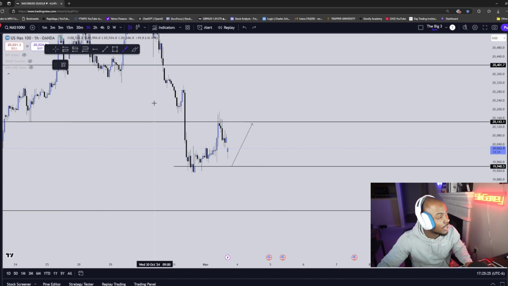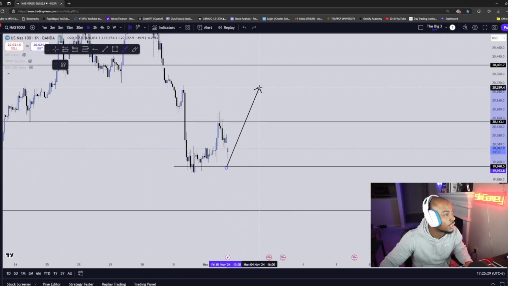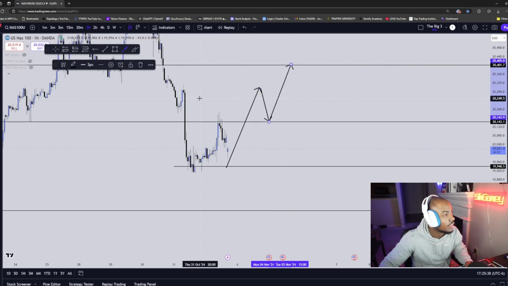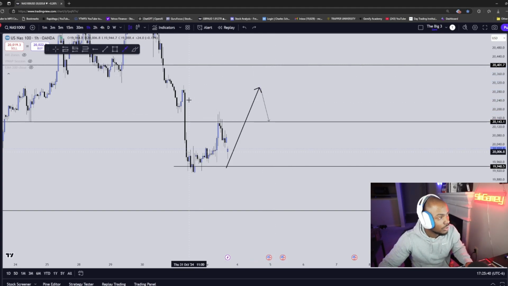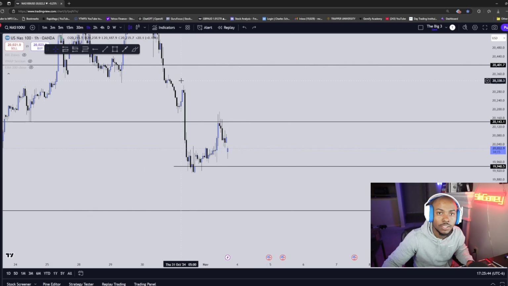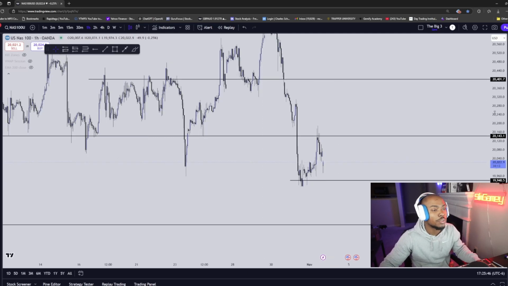Now we're on the hour time frame just so you guys are keeping up. Now, if price does something like this, where it pushes above, comes back down, respects this, and does something like this, then we're going to buy it up. Guys, all I do is draw lines, click buttons, make money. So that's what I'm expecting for Nasdaq.